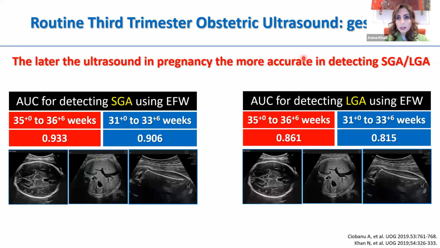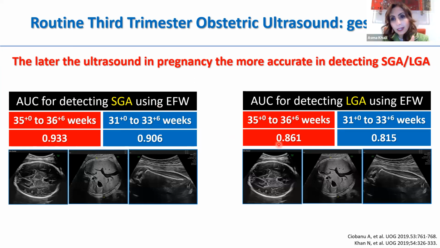The later the ultrasound scan in pregnancy, the more accurate it is in detecting small for gestational age or large for gestational age. So if you see this data, this is the predictive accuracy of the estimated fetal weight on the ultrasound scan for detecting small for gestational age. And you see the difference in the area under the curve, or the AUC, which is a measure of the predictive accuracy, the performance. Here, later, so 35 to 37 weeks, is 0.933, earlier, 31 to 34 weeks, is 0.906. So it's higher at a later gestational age.